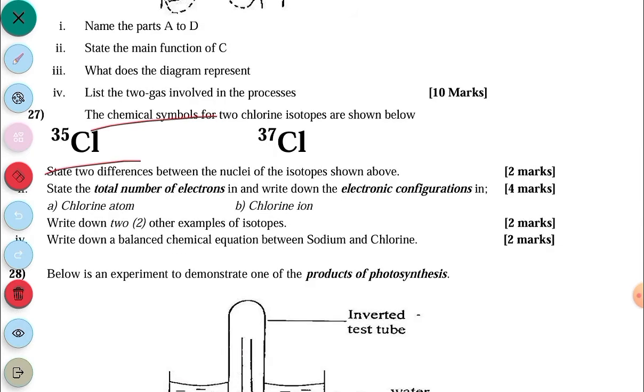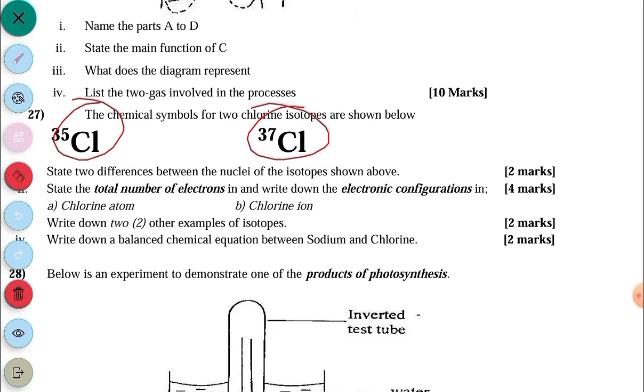State 2 differences between the nuclei of the isotopes above. So the difference is that, 1, they have different mass numbers. Another difference is that they would also have different neutron numbers. The mass number for the first one is 35, the mass number for the other is 37. So the neutron number for chlorine with mass number 35 will be 18, and the neutron number for chlorine with mass number 37 will be 20.